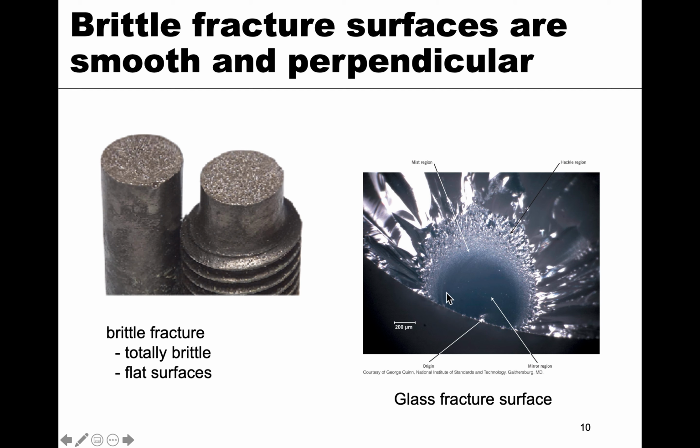You can also get the same thing on glass surfaces, where this is a more magnified image. This is the fracture surface. This is actually the initiation point, and then you see the smooth portion throughout. But again, it's relatively smooth and perpendicular to the surface.